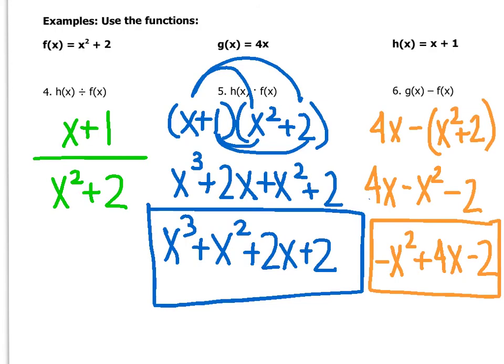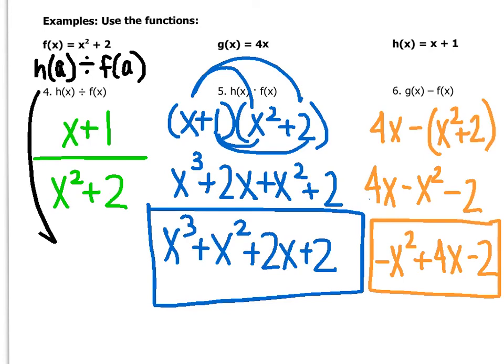Now remember, if you were to use a different variable than x, say in number 4 we used h of a divided by f of a, it is still the exact same concept, except for this one, when you would use h of a, you would put a in your function h, so you would have a plus 1. Divided by f of a, you just put a in as your input for function f, and you would have a squared plus 2. So you can do this with any variables. We used x's, but you could use any variable that you want.